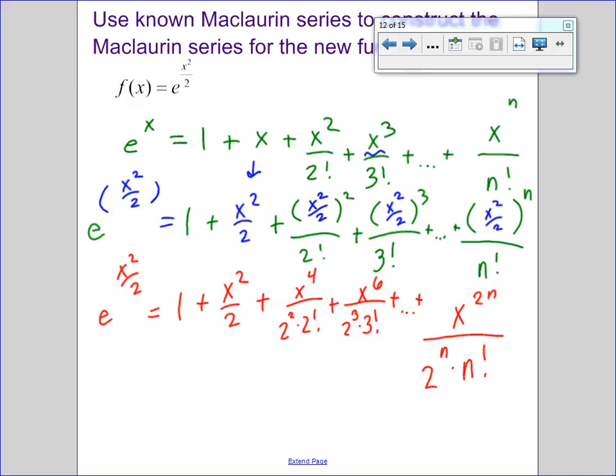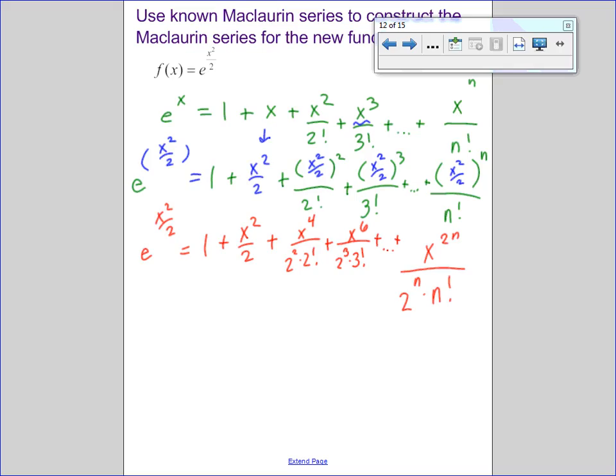Yeah! That's pretty sweet. So my Maclaurin series, with our generalized nth term, is given by the sum from n equals 0 to infinity of x to the 2n over 2 to the n times n factorial. We'll do a quick check. I'll grab 2. When I plug in 2, it should be x to the 4th over 2 squared times 2 factorial. It is. We win, math works. That's pretty sweet.